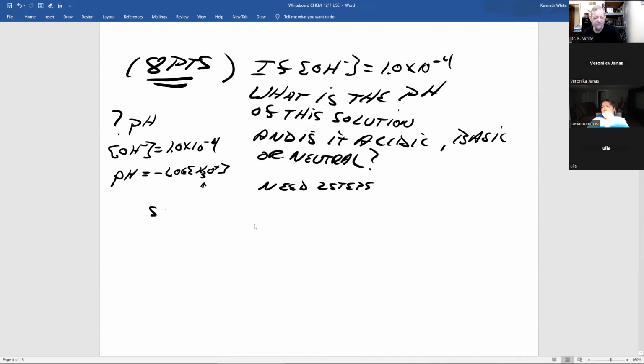And step 1, I didn't even put this in the important information, so you'll have to remember this. I'll solve for hydronium ion concentration. So how do I do that? Well, I know hydronium ion concentration times hydroxide ion concentration, which I have, equals 1.0 times 10 to the minus 14. Look familiar? We just practiced this.